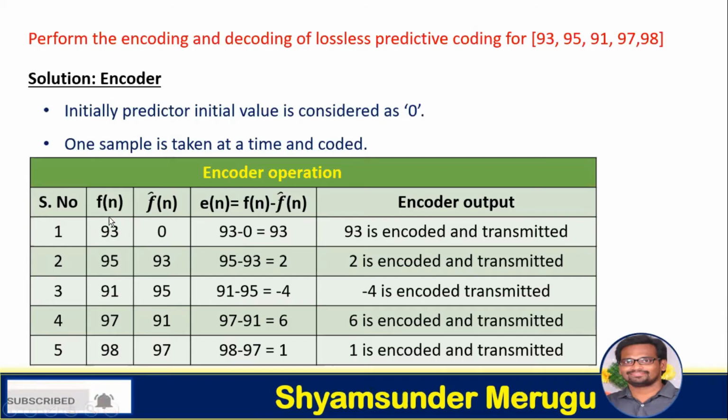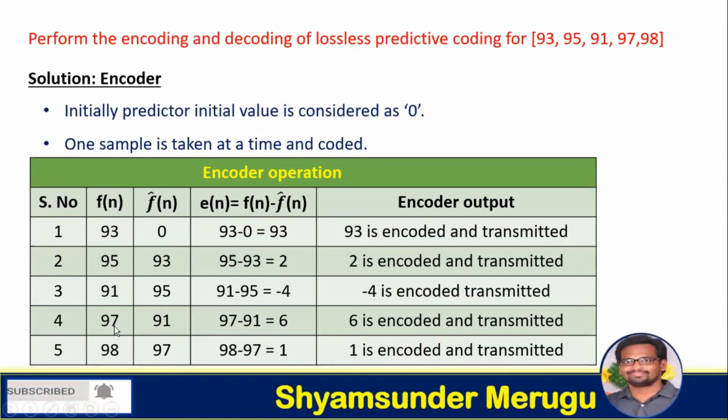For the input sample 93, the initial value of the predictor is 0. So 93 minus 0 is 93. This 93 is encoded and transmitted. The next sample fed is 95, and the predictor now has the past value, 93. So 95 minus 93 gives 2. This 2 is encoded and transmitted. The third sample is 91, and the predictor has the past sample value 95. So 91 minus 95 equals minus 4. Now minus 4 is encoded and transmitted.